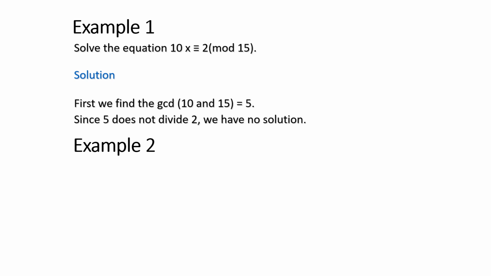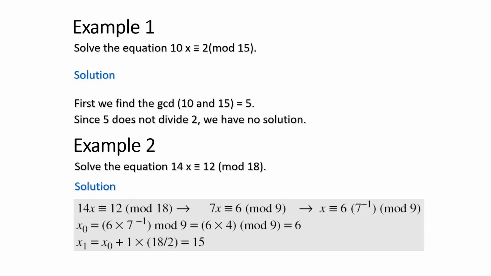Example 2, solve the equation 14x ≡ 12 (mod 18). Solution, note that the GCD of 14 and 18 equals 2. Since 2 divides 12, we have exactly two solutions, but first we reduce the equation. Both solutions, 6 and 15, satisfy the congruence relation, because 14 times 6 mod 18 equals 12, and also 14 times 15 mod 18 equals 12.